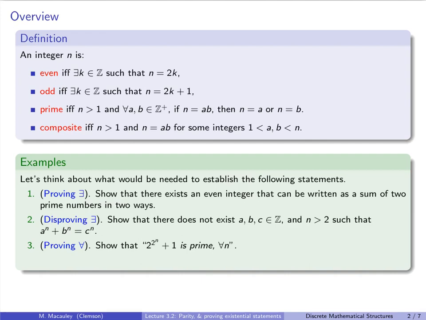That's something that you can't just exhaustively check cases, because there's infinitely many of them. So you have to come up with a reason why it should hold for all n.